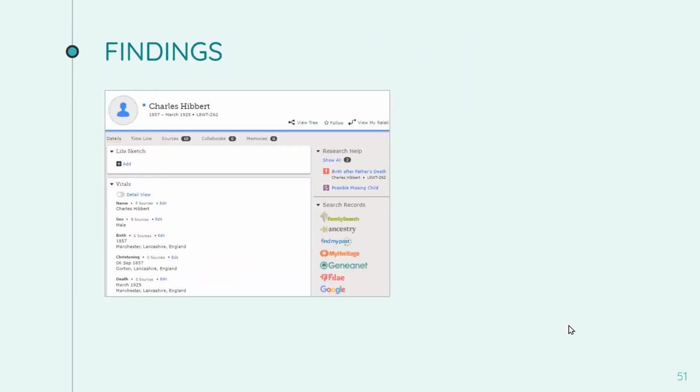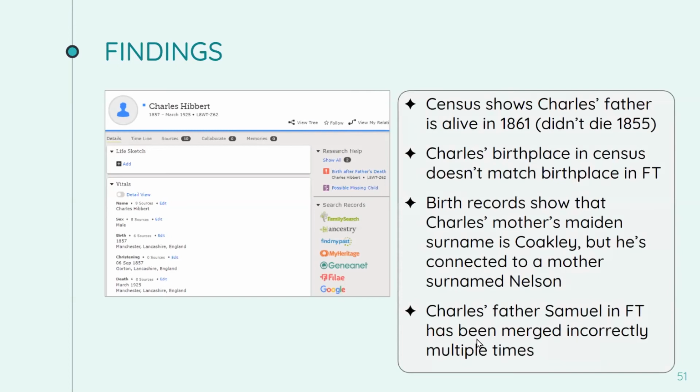And so I just wanted to share with you what I found out when I started troubleshooting this record, this error, just to give you an idea of the kinds of things that you might need to do when you see these types of errors in order to resolve them correctly. So the first thing I found is that the census shows that Charles' father was indeed alive in 1861. He did not die in 1855.